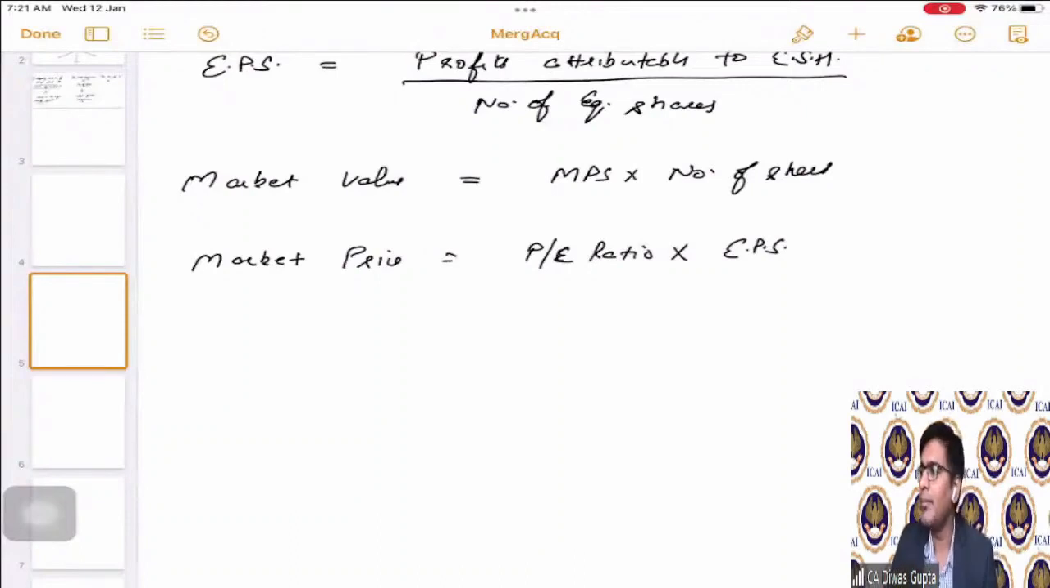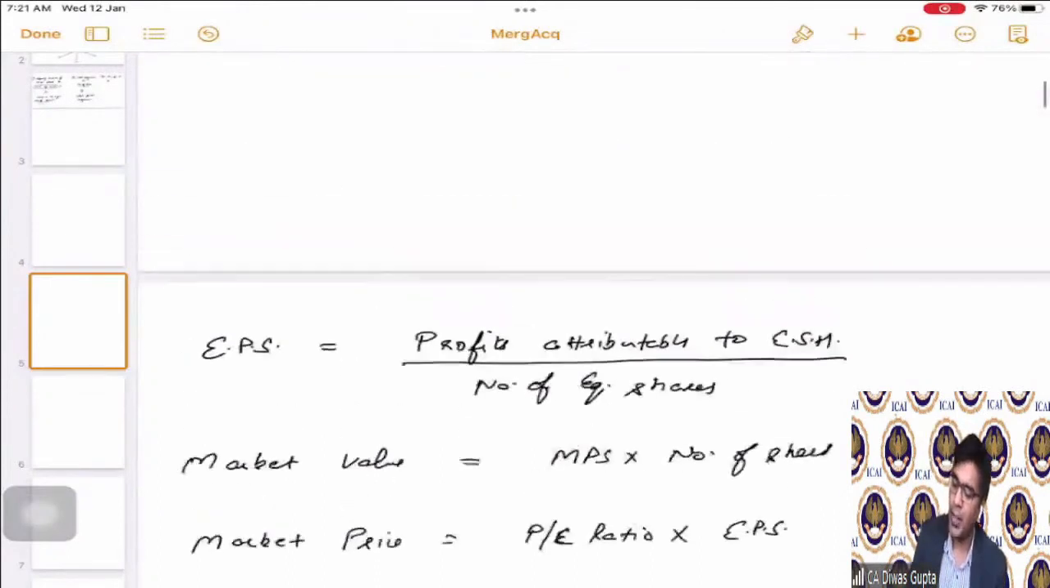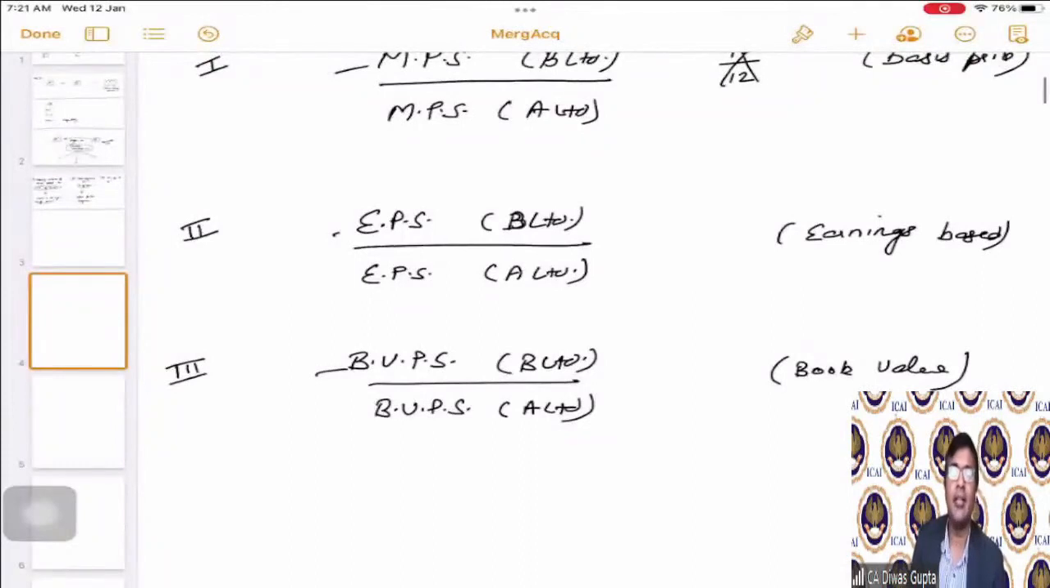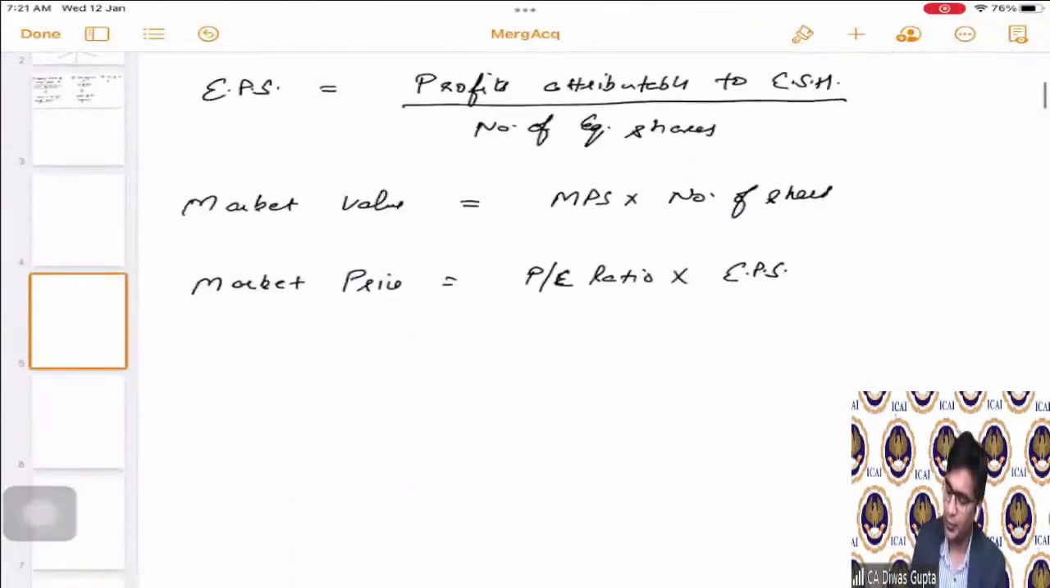Sumit Jain is asking, are book value and net assets value the same? Yes, Sumit. Both of them are the same. Because the book value, again, we arrive at using the net assets only, which is total assets minus total liabilities. That will be our book value.